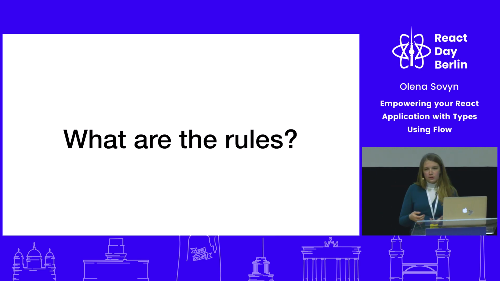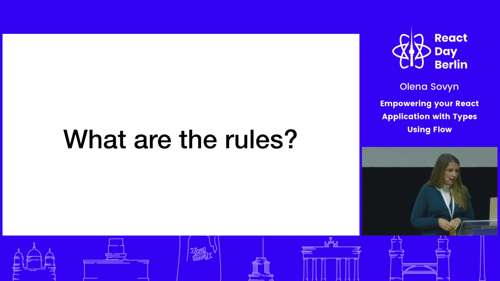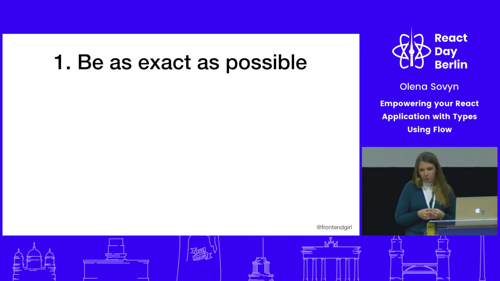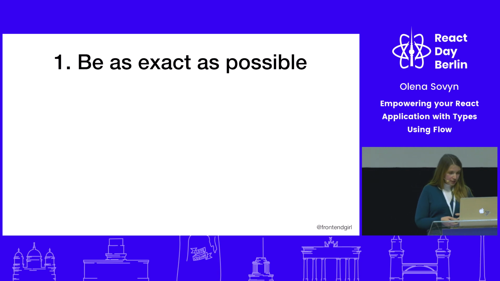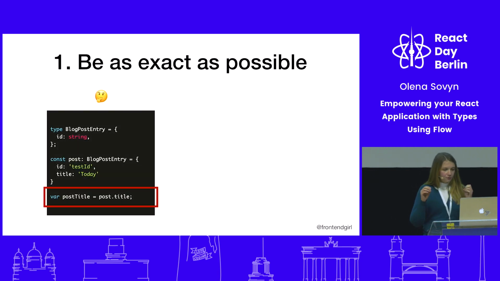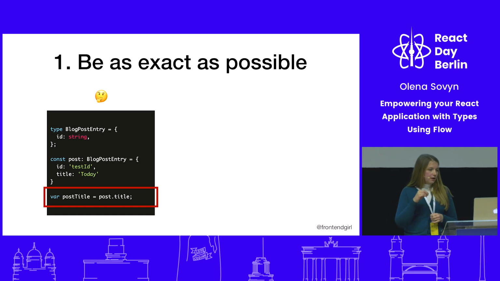So what are those rules for the type system and Flow specifically? I'm proposing, from my personal experience, to use three of them. First one: be as exact as possible. Let's see what it means on the example of the object type. For example, we are annotating a blog post entry with the object type.